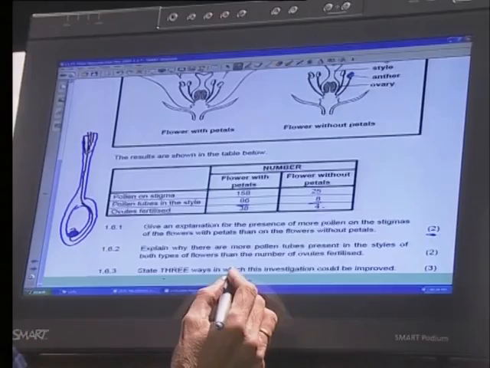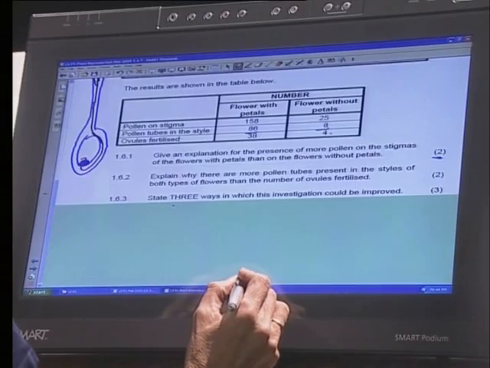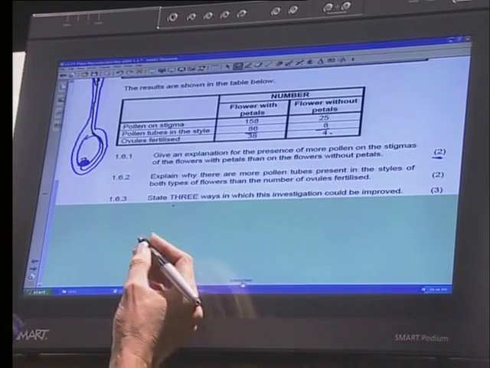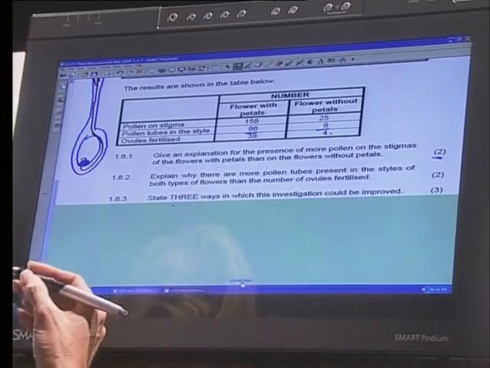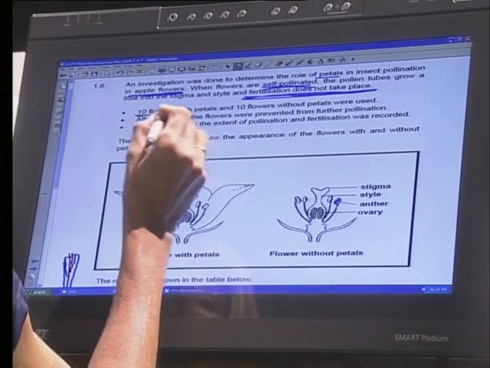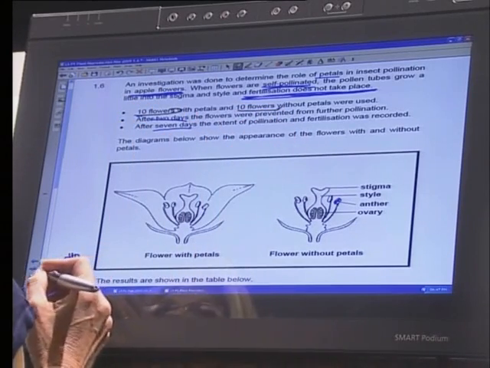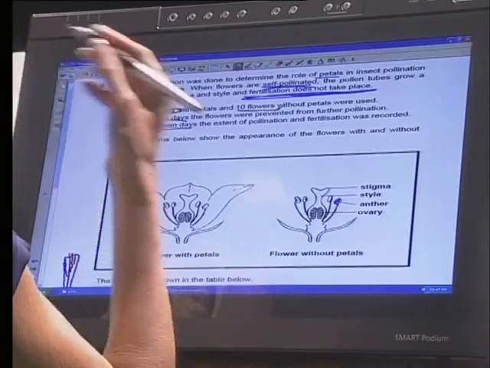Then state 3 ways in which this investigation could be improved. Now, we've gone through this. I went through it with my previous caller. They always ask you, how can you improve this investigation? So number 1, if you look at what you were given, you're given flowers, little apple flowers, only 10 flowers. Okay, you can increase the number of flowers. Exactly. You can increase the number of flowers.